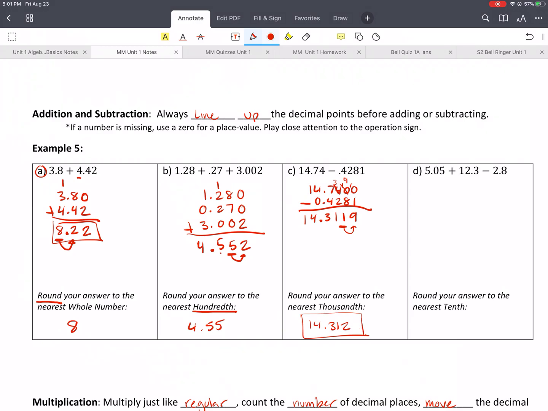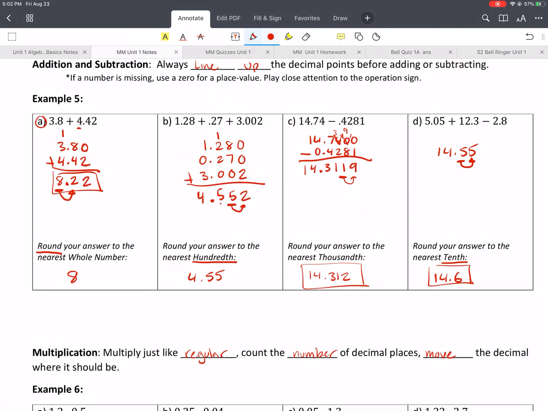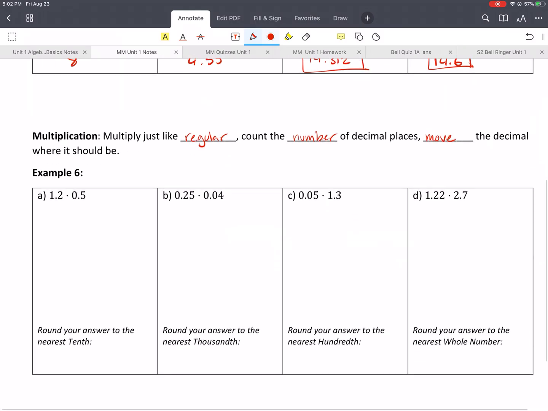Okay? And then for these ones, I'm just going to do it on my calculator so you can kind of see how this works. You can't see it when I do it, I guess, but 5.05 plus 12.3 minus 2.8, and that will give you 14.55. They ask you to round to the tenths. We look to the right. It's 5 or greater, so we would round up. 14.6. Okay? So again, whenever you can, pause and do it by yourself, and then check and see if your answer is there.